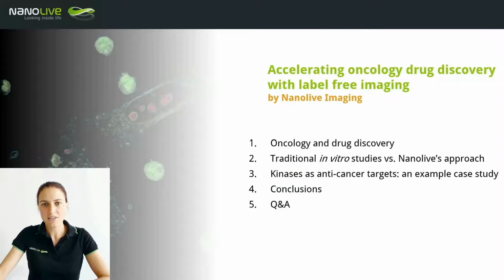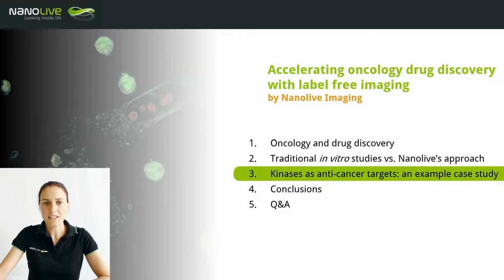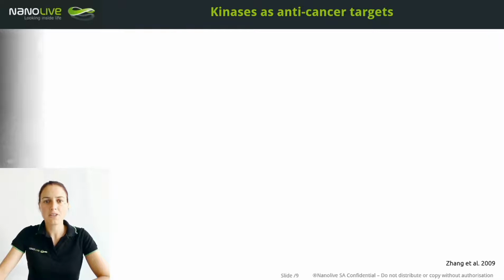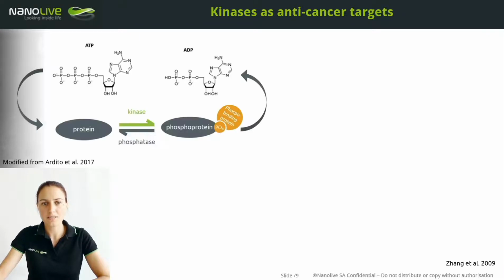So let's show you this in action. As I said before, we will focus on kinases as anti-cancer targets. Why? Well, protein phosphorylation controls almost all of our cellular functions. Metabolism, cell proliferation, apoptosis, and inflammation are just a few examples. Phosphorylation is controlled by two enzymes, kinases and phosphatases. Kinases catalyze the transfer of phosphate groups from high-energy phosphate-donating molecules to specific substrates, while phosphatases act in the opposite direction. The human genome contains over 500 different types of kinases.